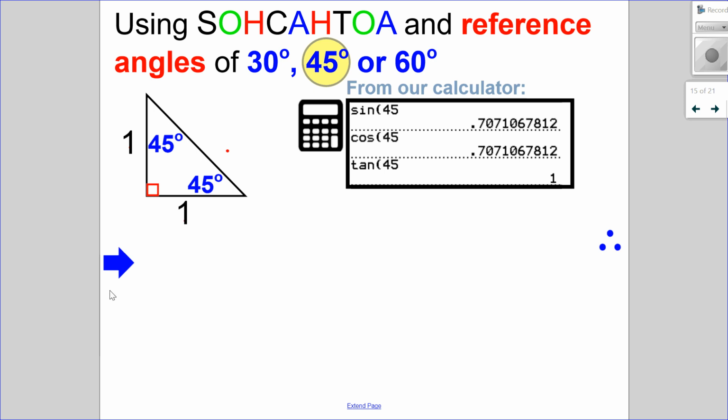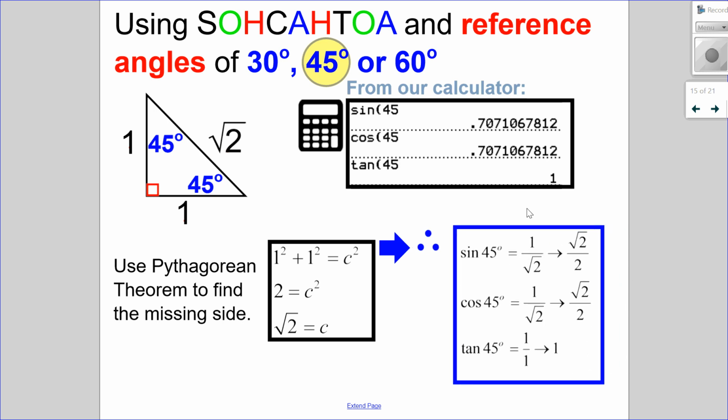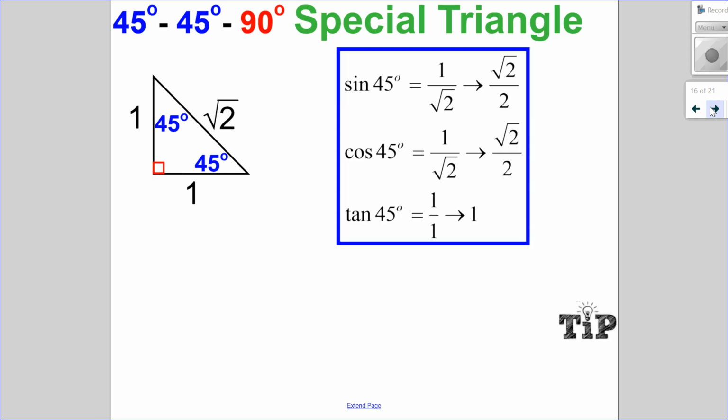And then again, I can use Pythagorean theorem, a squared plus b squared equals c squared, to figure out that my hypotenuse would be root 2. So 2, and then of course we square root it. So now that I know that, my 45, 45, 90 triangle looks like that. Here are all my exact values for sine, cosine, and tangent of 45 degrees. And putting that together, my 45, 45, 90 triangle.